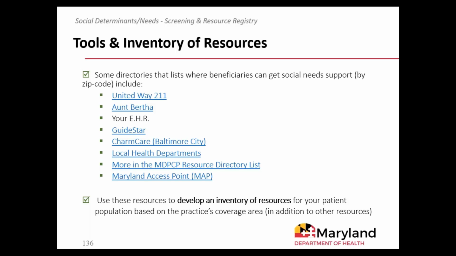They are always available. Aunt Bertha is an online resource library that connects our patients, hospitals, and community health staff with resources to better manage the patient's social needs that are identified. And then we have Maryland Access Point, which is the Aging and Disability Resource Center that's really aimed at providing some counseling to those seeking information, referrals, and program support for any long-term services.